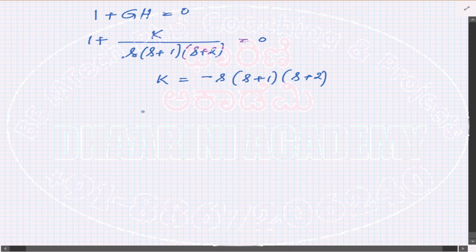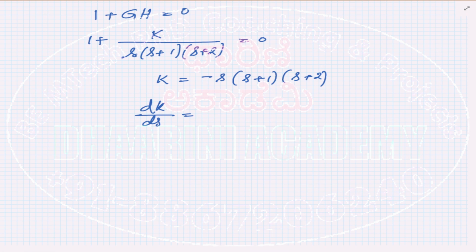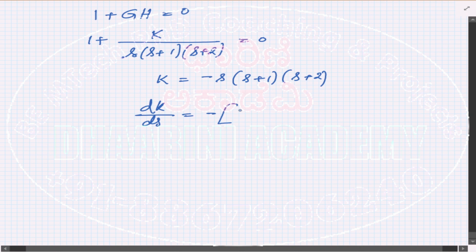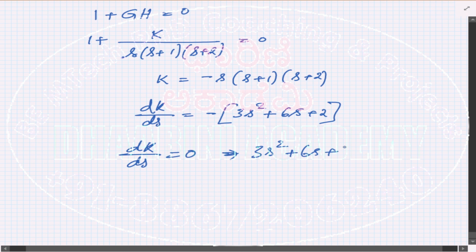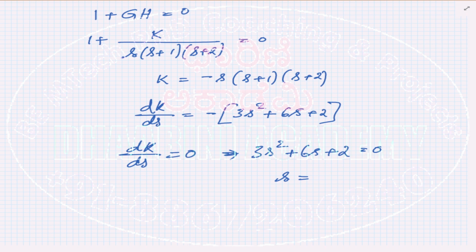Now I want you to perform the dk by ds for this. Calculate what is dk by ds. So that should be minus of, plus 2. So when I say dk by ds should be equal to 0, this implies, anyway, negative will go away. This is 3s square plus 6s plus 2 equals to 0. Now I need to solve this to get the values of s where the breakaway happens.